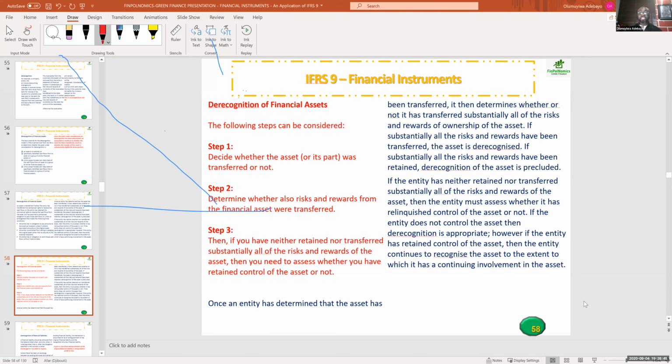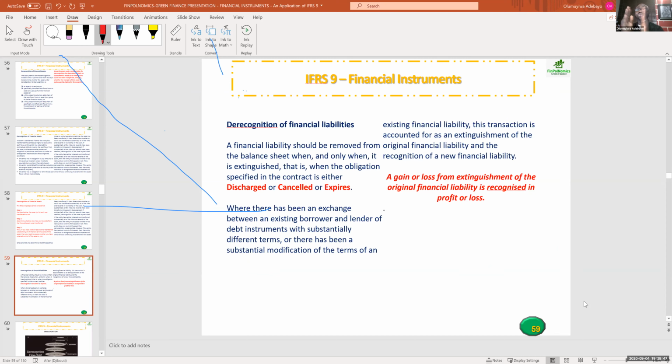Now, for a liability, it's similar. When do you derecognize a liability? It's when you no longer have obligation for that liability, when such obligation is no longer in existence, or such obligation has been extinguished. Now, obligation can be extinguished under three conditions. The first condition is that it can be extinguished once you are discharged of that obligation. When are you discharged of an obligation? You are only discharged of an obligation upon settlement. That is when you have paid back that obligation.